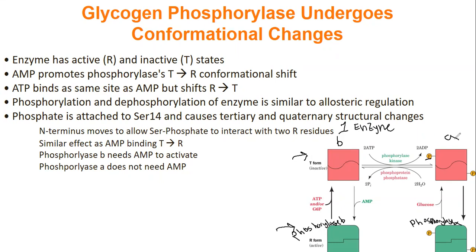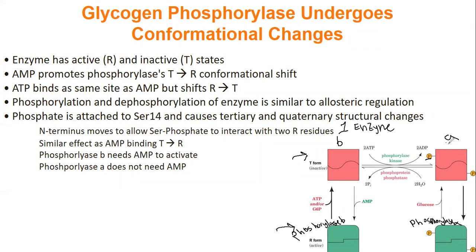If there is no phosphate attached to our enzyme, we say it's in the beta form. So that's why it says phosphorylase beta or B. If we do have a phosphate attached to our enzyme, we call that the alpha form or phosphorylase alpha, right? So that's how this picture is oriented.